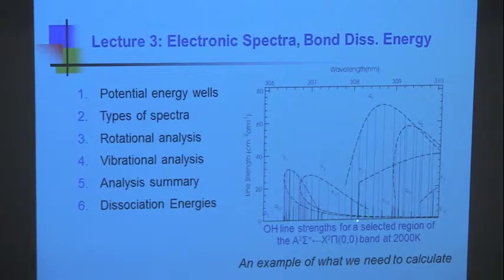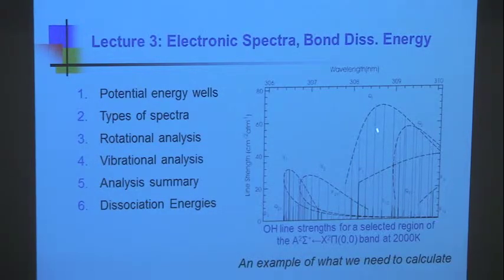This is the strengths of the lines that are populated at 2,000 degrees Kelvin, and there's a bunch of notation here. I know from this that this is V double prime of 0, V prime of 0, the X to the A electronic state. So the X and the A tell me which electronic states I'm dealing with. The 0 and the 0 tell me the vibrational states that I'm dealing with.